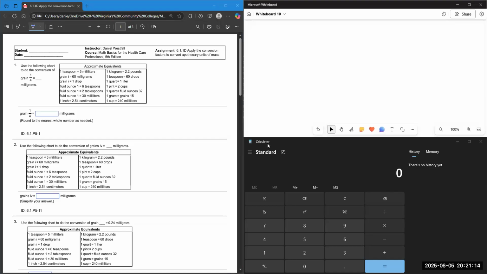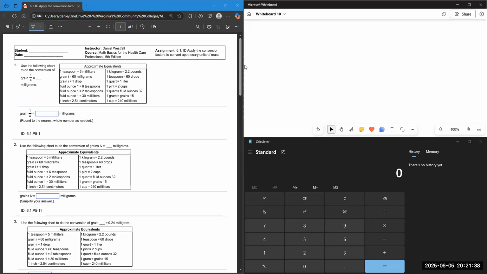In this video, we're going to talk about 6.1, call it Objective 1D, where we apply the conversion factor to convert apothecary units of mass using the ratio proportion method. These units of grains operate differently.